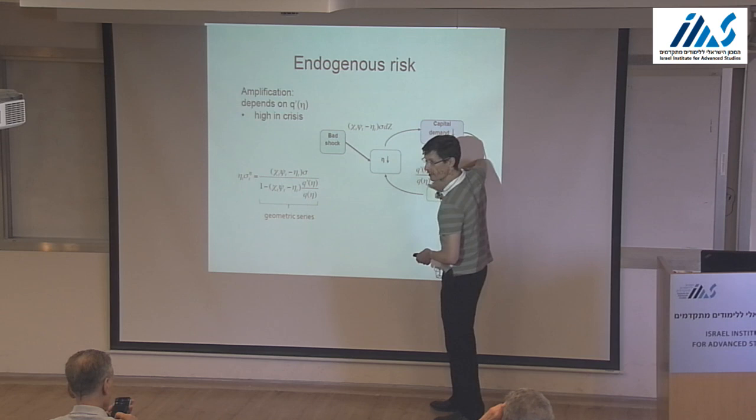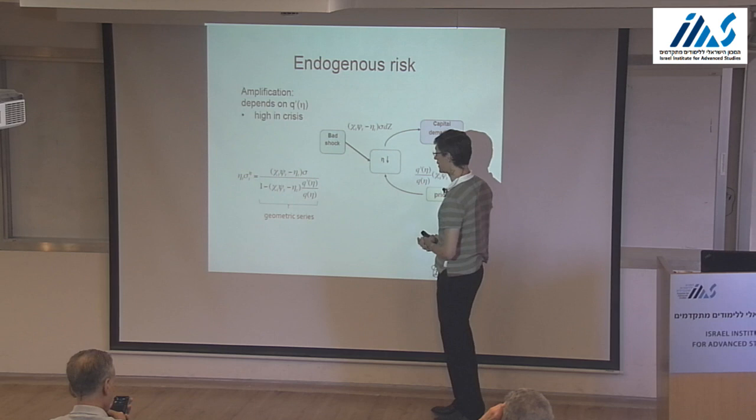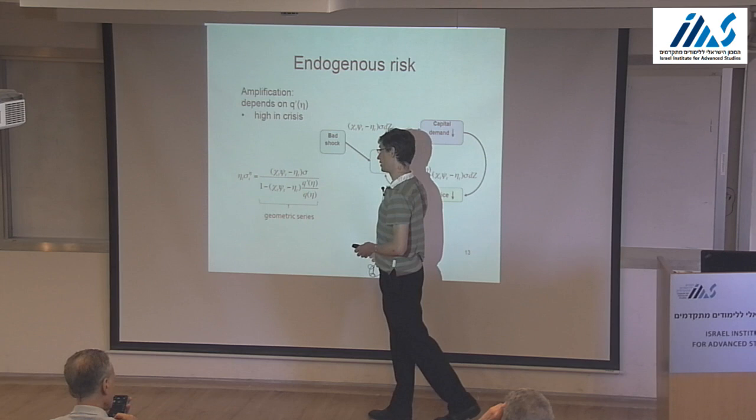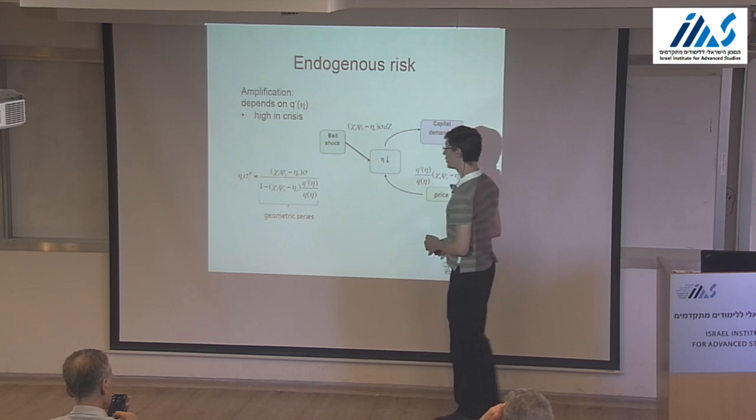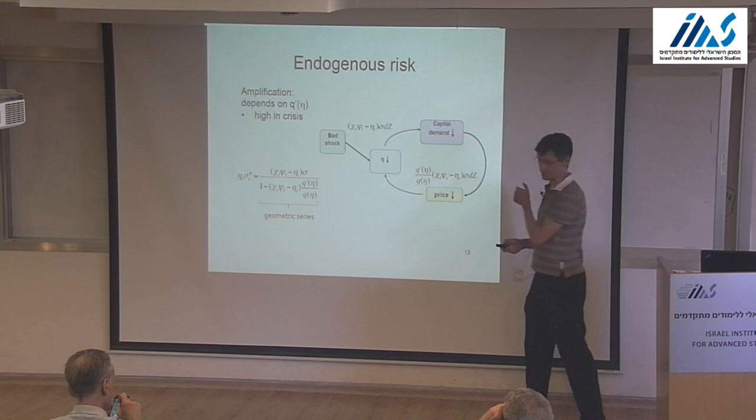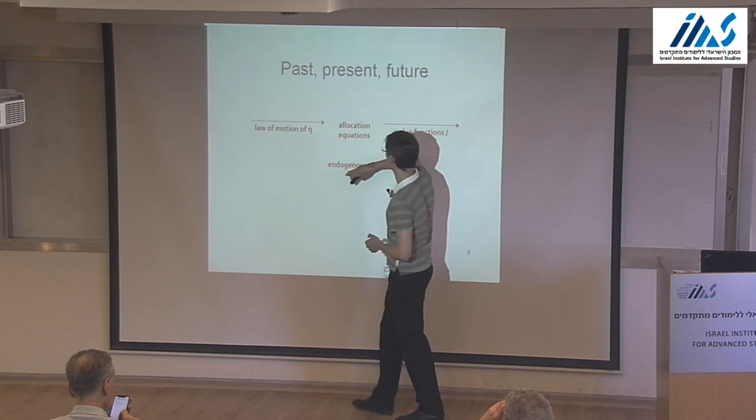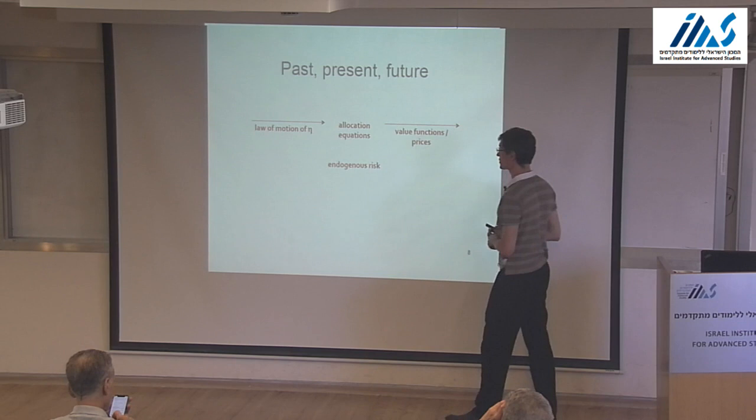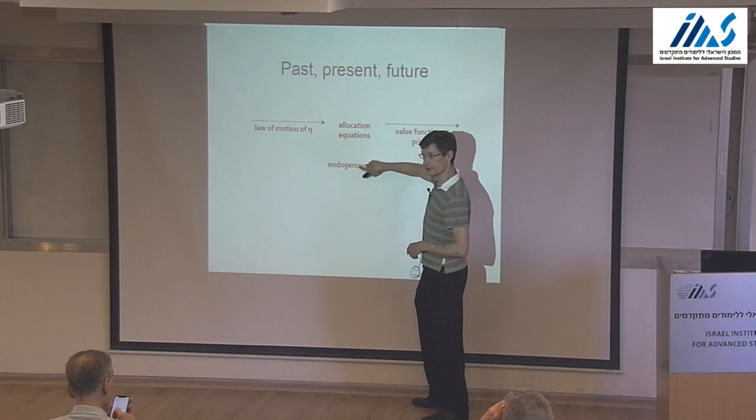And basically, if you go through this loop, then you have a geometric series. And adding up, you get the formula for endogenous risk. We had a version of this formula yesterday. So this is the creation of endogenous risk. So we've talked about the law of motion of the state variable, and the price-taking central planner. How endogenous risk is created from those decisions which take risk as given, so you don't take into account that it's created.